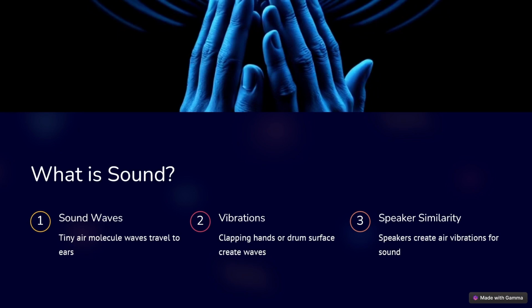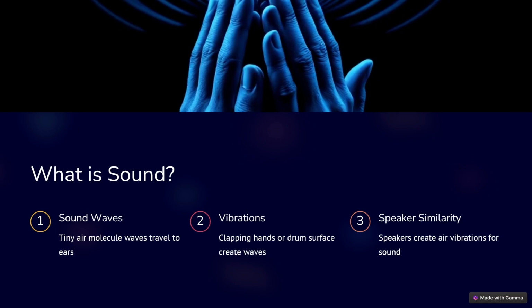What is sound? Imagine you clap your hands. What happens? You hear a sound. But why? That's because when you clap, your hands push the air molecules, creating tiny waves that travel to your ears. These waves are called sound waves. Your ears collect these waves and your brain understands them as sound.